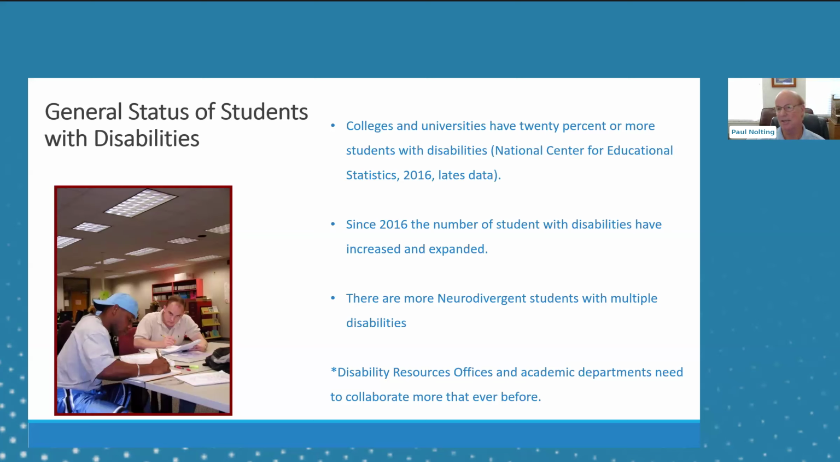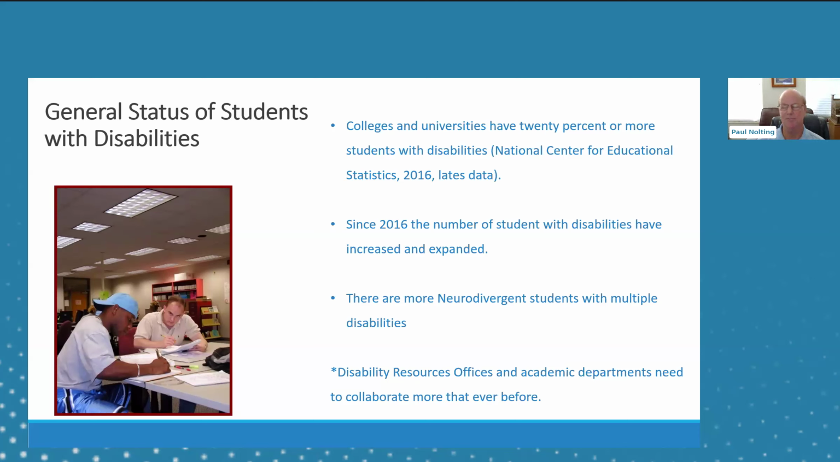That's only the latest data I could find. Of course, we know there's a lot more than that. So before, the question was, do I have a student with a disability in my class? Now it's, how many do I have? That sort of thing. So anyway, since 2016, the numbers have gone up.